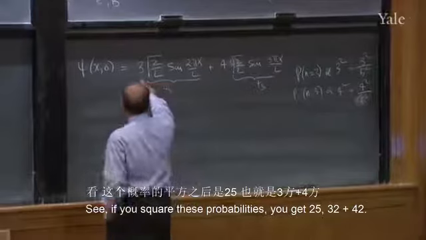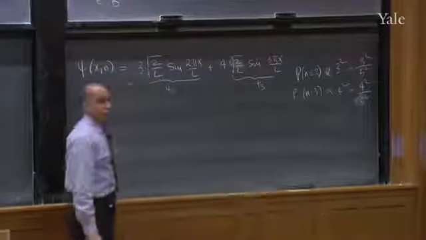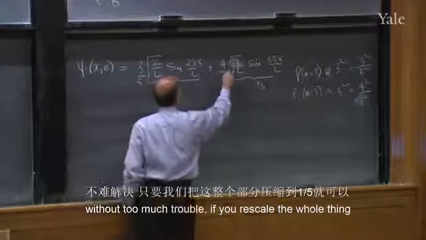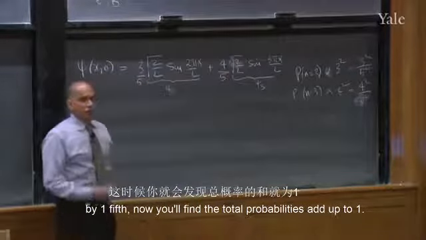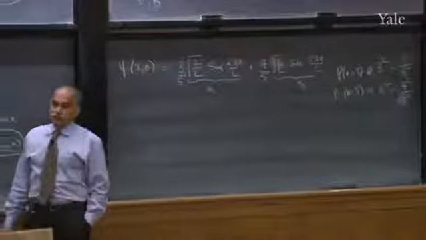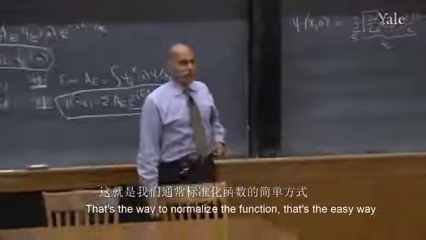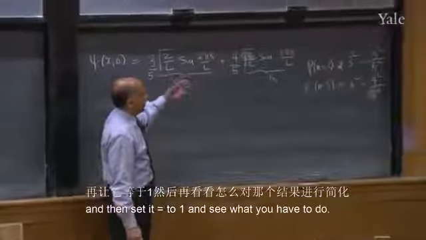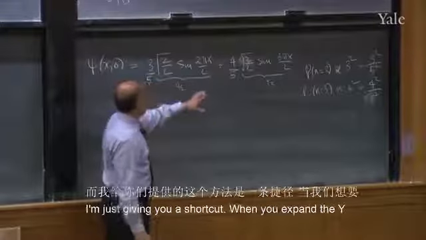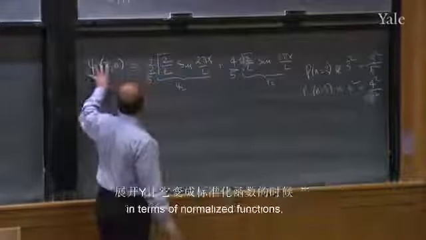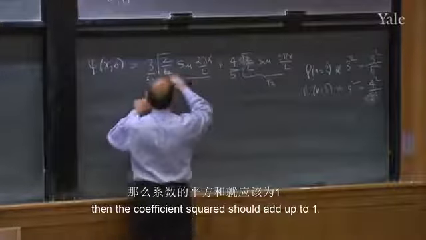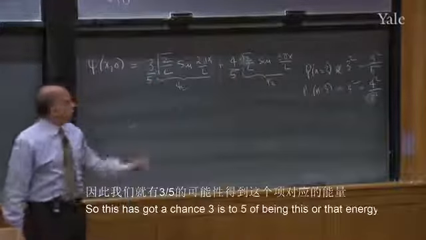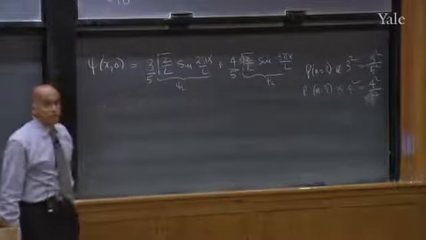See, if you square these coefficients, you get 25: 3 squared plus 4 squared. If you want to get 1, I think you can see without too much trouble, if you rescale the whole thing by 1/5, now you will find the total probabilities add up to 1. That's the way to normalize the function. That's the easy way. The hard way is to square all of this and integrate it and then set it equal to 1 and see what you have to do. In the end, all you will have to do is divide by 5. I'm just giving you a shortcut. When you expand a psi in terms of normalized functions, then the coefficients squared should add up to 1. If they don't, you just divide them by whatever it takes. So this has got chance 3:5 of being this or that energy.